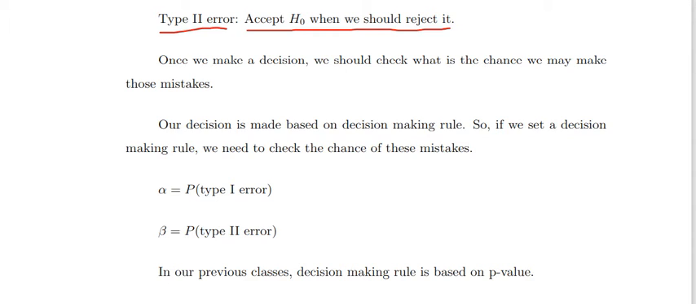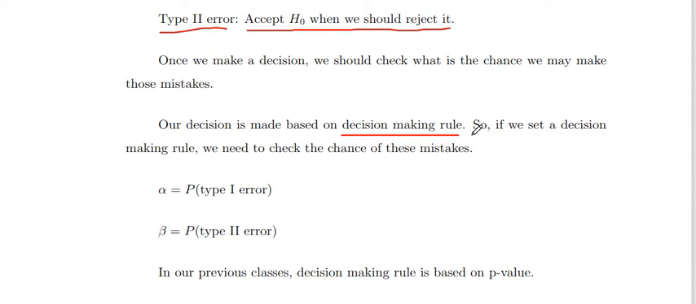Before, when we made a decision, we used the p-value. But using the p-value to make a decision is quite complicated. So here we are talking about setting a decision making rule. We want to check whether this decision making rule is good or not, and whether we can use it to make our decision.